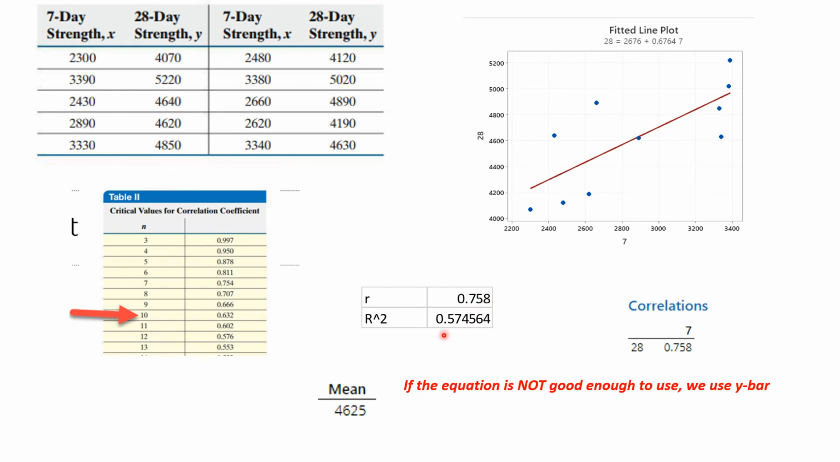Now, if I square the correlation coefficient, I get 0.75, and if I round it off, 7. That means that this explains 57.5%. That means there's 42.5% of the variation is not explained. And we say, well, is that good enough? Well, we had 10 data points, so I look over here at 10, and we see that the cutoff critical value was 0.632. Since this number is less than 0.632, the equation is not good enough to use, and we will use y bar, and y bar is the average of all the y's, and it's 4625.